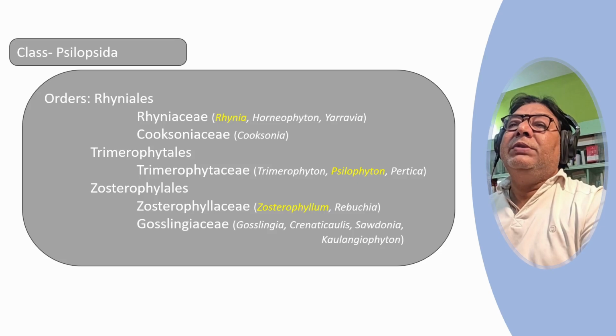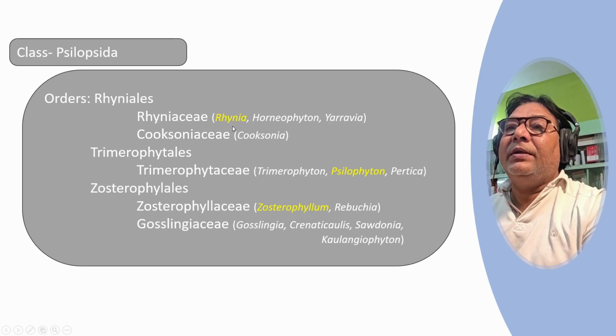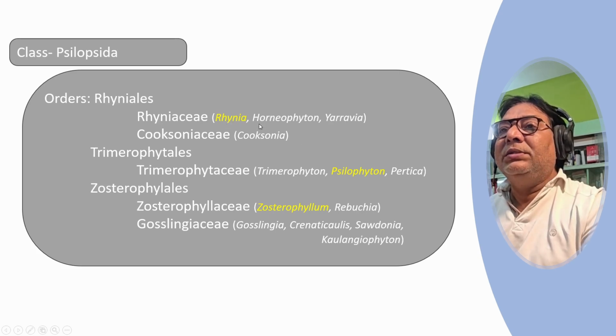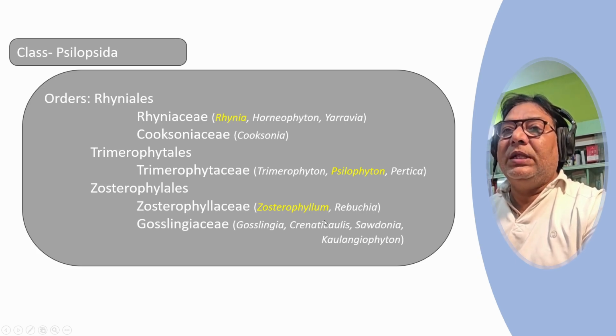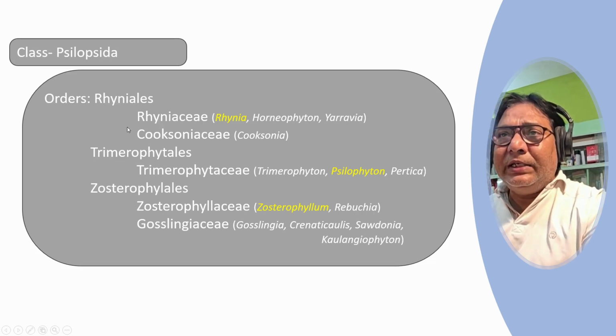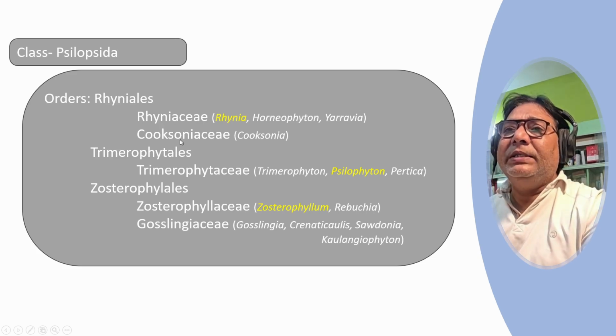So now we will concentrate on the Psilopsida class, within which 3 genera have been shown in yellow. Rhynia, Psilophyton, and Zosterophyllum have been included in the syllabus. Rhynia belongs to the order Rhyniales, family Rhyniaceae. In the Rhyniales order, in fact, there are 2 families, Rhyniaceae and Cooksoniaceae.